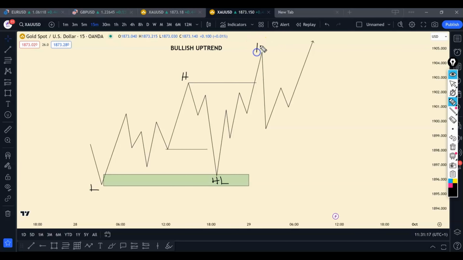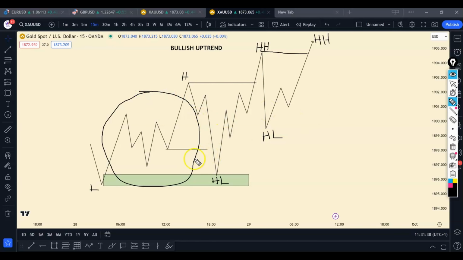And this is the higher high. Okay? So you don't get confused in this nature. Then this higher high created a low. So this is a higher low. And then there was a break of structure creating a higher high. So you can see what happens in here.